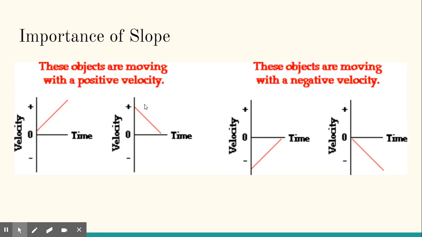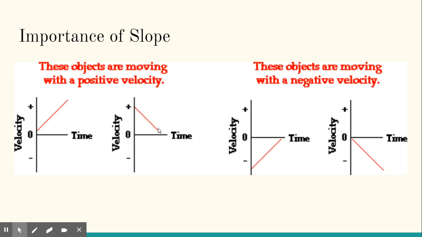This is where things get a little tricky, so I want you to pay very close attention. In both of these scenarios, we have a changing velocity, so we have an acceleration. In fact, it's a constant slope, so it is a constant acceleration. But in both scenarios, the velocity is positive.